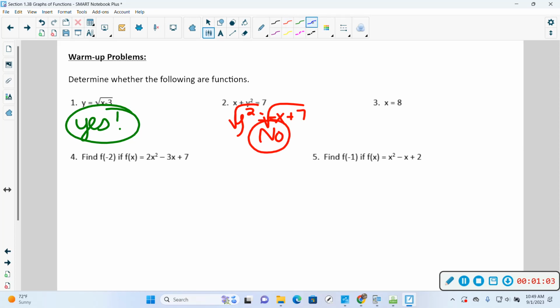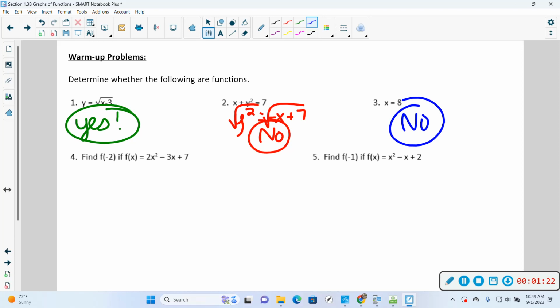Yes or no? Wait, yes. No. I see both. Okay, so before we answer, question for you. What type of special line is x equals 8? So if I try to do the vertical line test through it, is it going to hit more than once? Yes.